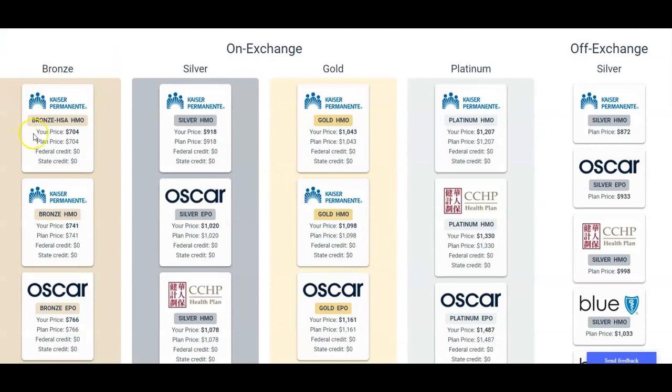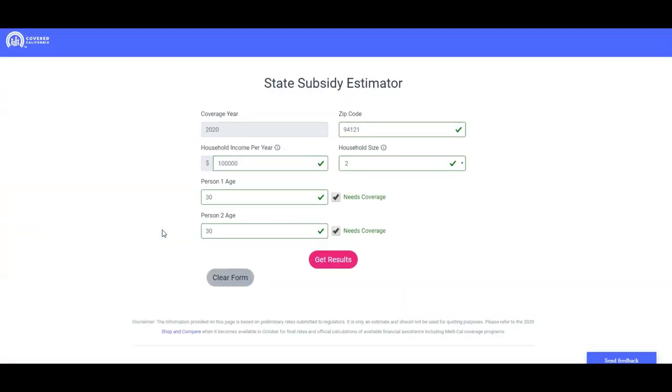Okay, so here it could be a little confusing, but again, I'll try to make it easy. As you can see, this couple doesn't qualify for any subsidies, basically 0, right? And they will be paying the full premium depending on the plan they choose. So if they decide to go with the lowest premium plan, which is Kaiser, they would be paying $704 every month, right? Now, let's go back and let's say that this couple is making $68,000 a year.